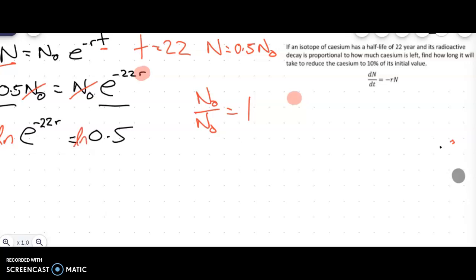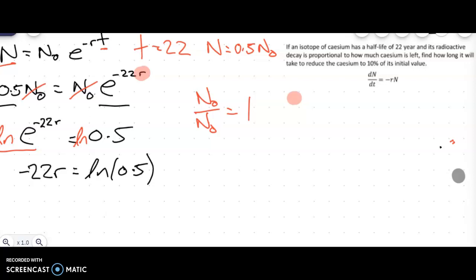ln on both sides. When I do ln of e, that essentially cancels out the e and leaves me with negative 22r. Got to do it on both sides, so we're left with ln 0.5.